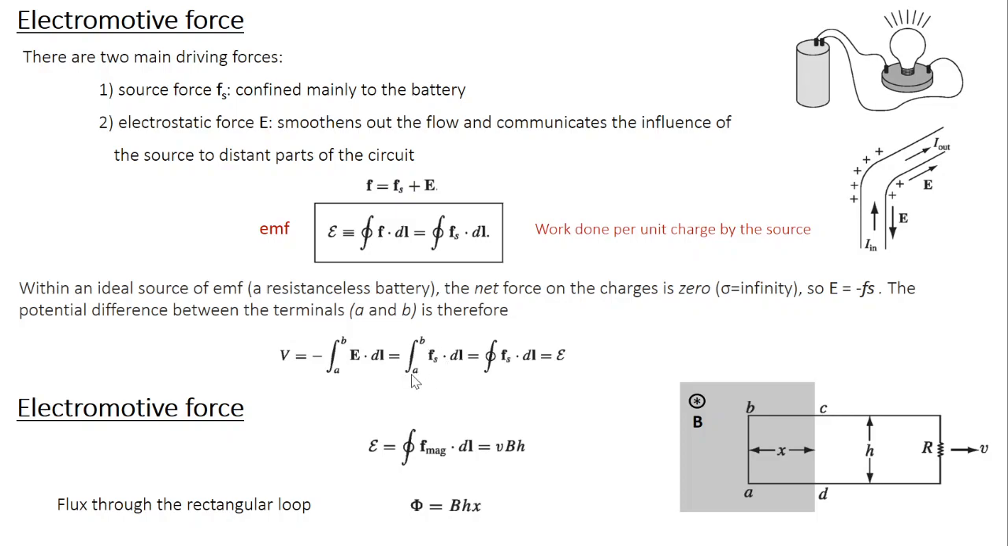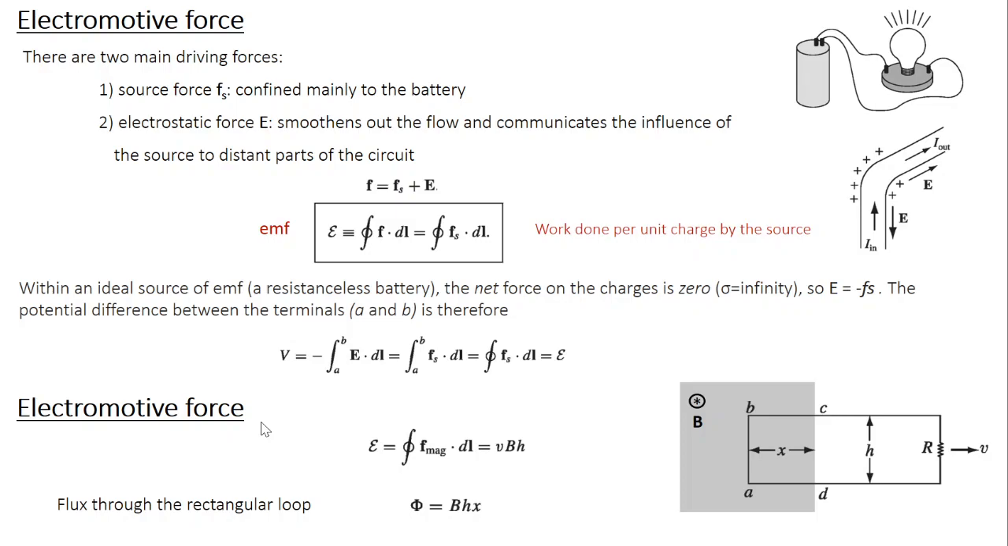We have defined this integral between terminals A and B, but you can also extend this integral to the entire circuit. Since Fs is confined only to the battery, when you extend this integral, the value of the integral is not going to change. So this is closed integral Fs dot dl, which is nothing but EMF. So the role of the battery here is to establish a potential difference which is equal to the electromotive force, and the electrostatic force associated with this EMF pushes the electrons throughout the circuit.